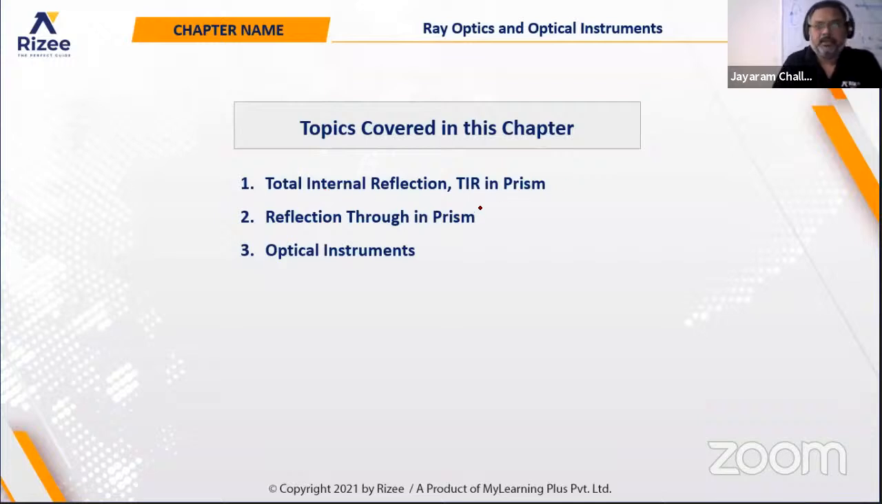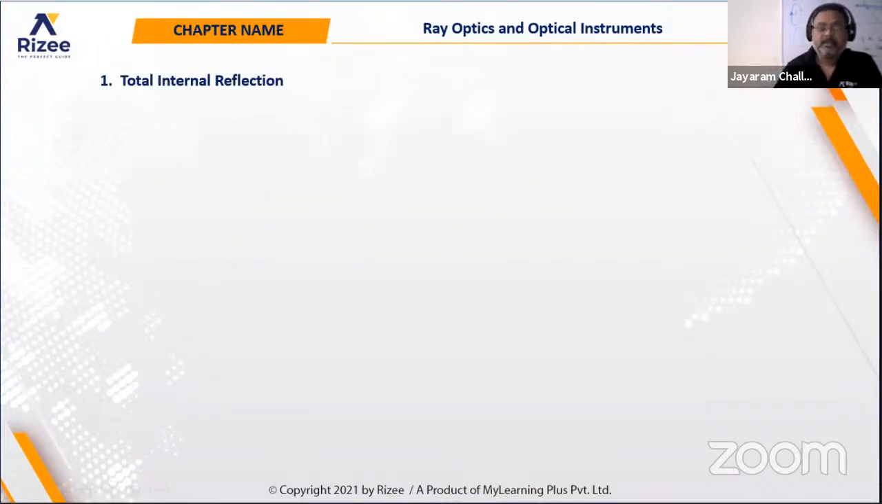Today we will discuss two topics. One is on total internal reflection conditions, and another one is on reflection through the prism and optical instruments. So these are the things we'll be discussing today. Coming to the first topic, that is total internal reflection.